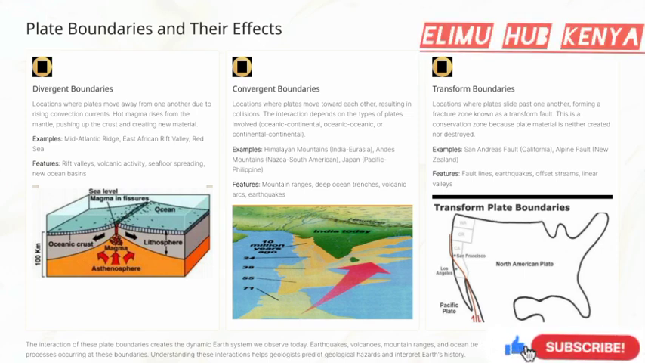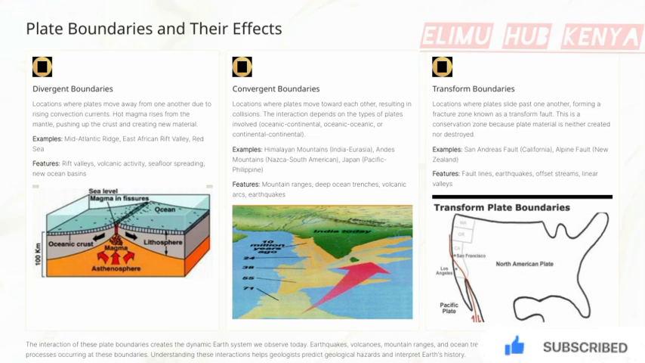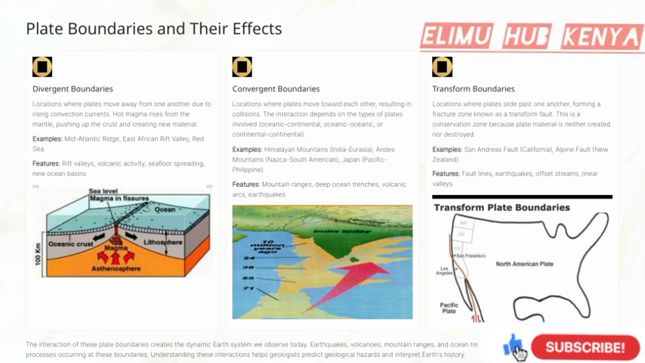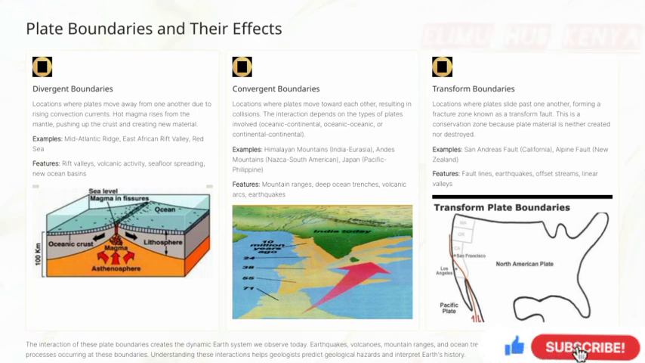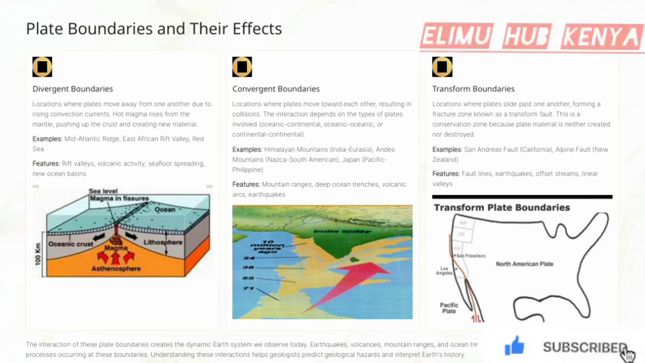Next, we have convergent boundaries. These are places where plates move toward each other, leading to collisions. The specific features depend on the types of plates involved, whether oceanic meets continental, oceanic meets oceanic, or continental meets continental. For example, the Himalayan mountains formed where India collides with Eurasia. The Andes are created by oceanic Nazca Plate subducting beneath South America, and Japan sits above complex plate interactions in the Pacific region. These boundaries often produce mountain ranges, deep ocean trenches, volcanic arcs, and earthquakes.